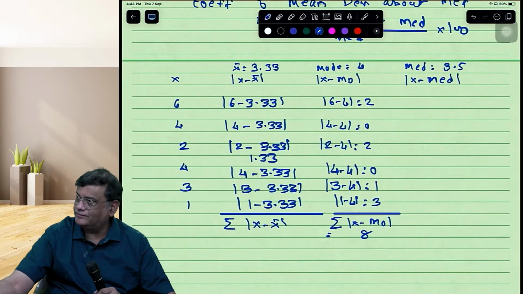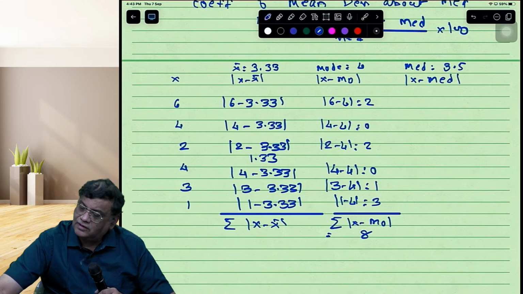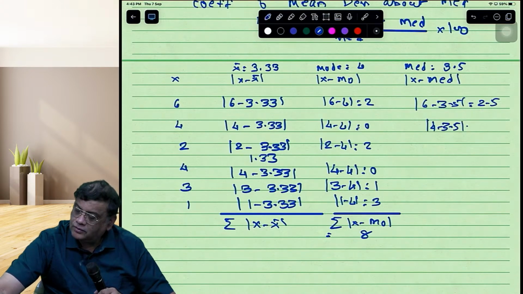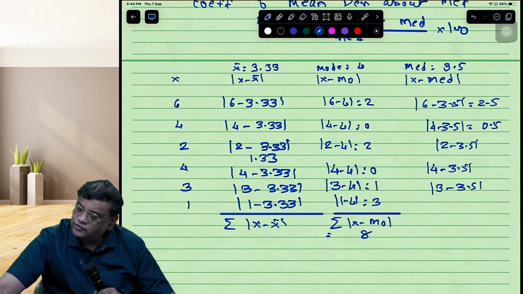Yeah. And similarly, this is going to be 6 minus 3.5, which is 2.5. This is 4 minus 3.5, which is what? 0.5. Like that, this is 2 minus 3.5. This is 4 minus 3.5. This is 3 minus 3.5. This is 1 minus 3.5. And when you take a total, that will be summation modulus x minus median.